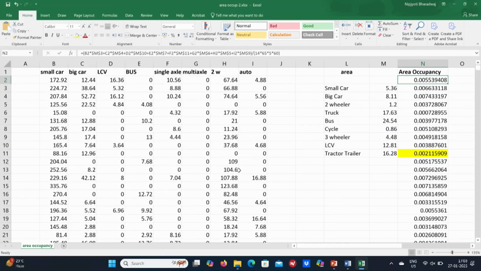For example, this one shows that trucks have the smallest area occupancy, right? Trucks will have the largest one. Okay, that is the tractor area. The truck is having 17. Yeah, so that is representing the area there.